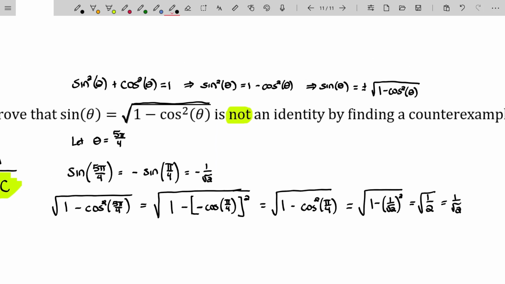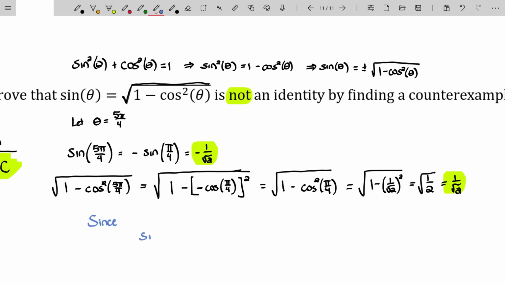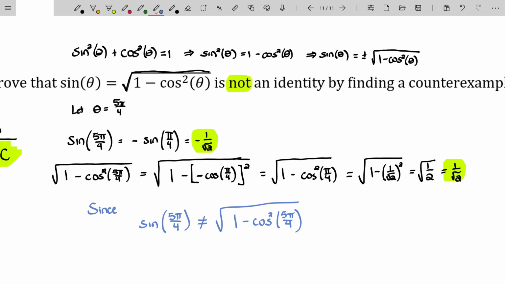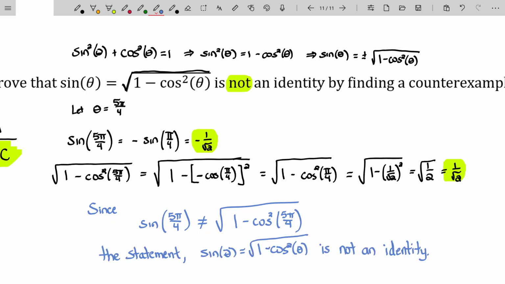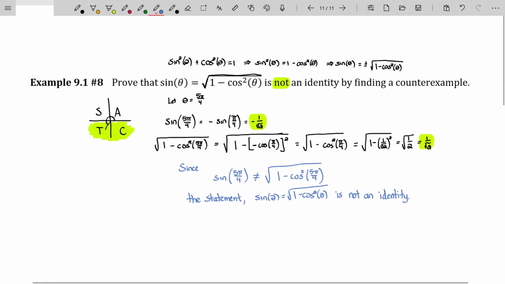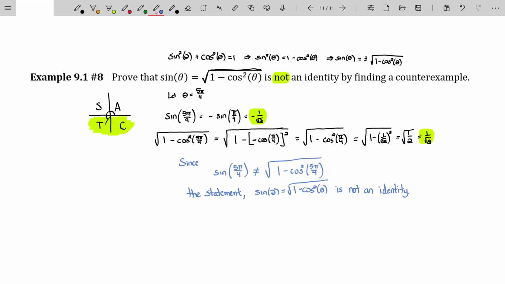Now, is that the same as negative 1 over root 2? And the answer to that is no. So since the sine of 5 pi over 4 is not equal to the square root of 1 minus the cosine squared of 5 pi over 4, we know this statement is not always true. Therefore, it's not an identity. It sometimes actually is true, but it's not always true. And that's why it's not an identity. Identities are always true. So here we have shown this is sometimes not true.